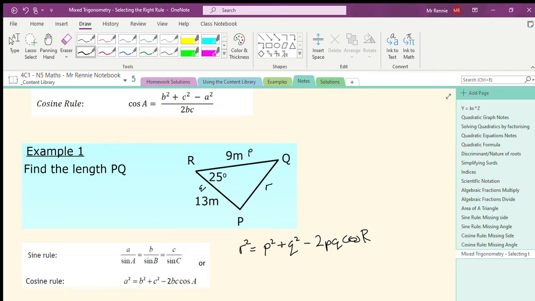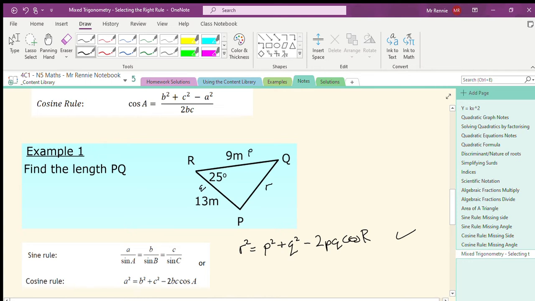Now I want to check if I've got the information I need to work out r squared. So r squared means I need to know p squared, which I know because p is 9, so I can work out what that is squared. I need to know length q, which is 13. I can do that as well. Then I need to take away two lots of p and q. I can do that, and then cos of the angle r. And I've got all those things. I've got the angle r as well.